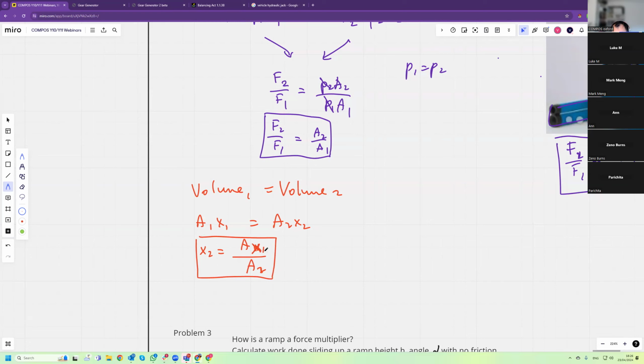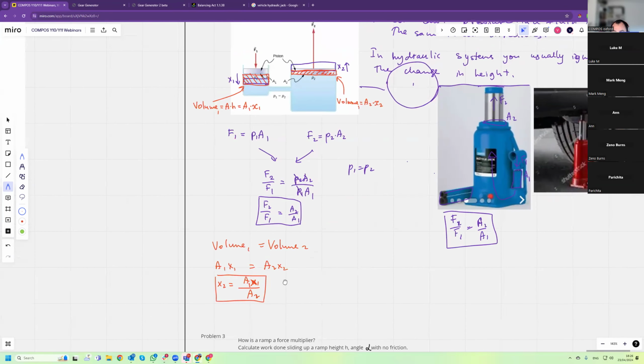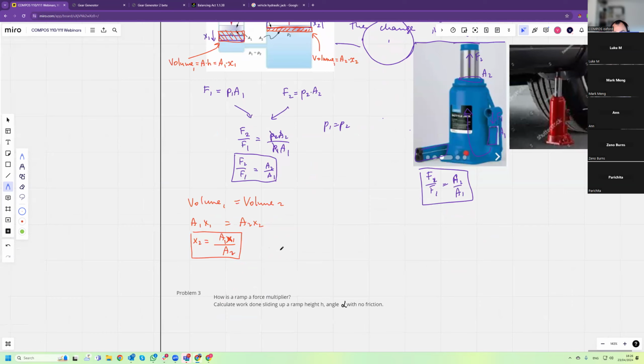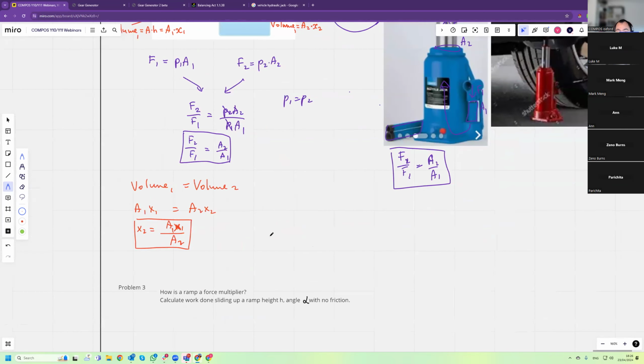And as you can see, it's smaller than the distance moved by the first piston. Now let's talk about work done by the pistons. So work done by the first piston is the force times the distance, F1 X1. And work done by the second piston is F2 multiplied by X2.